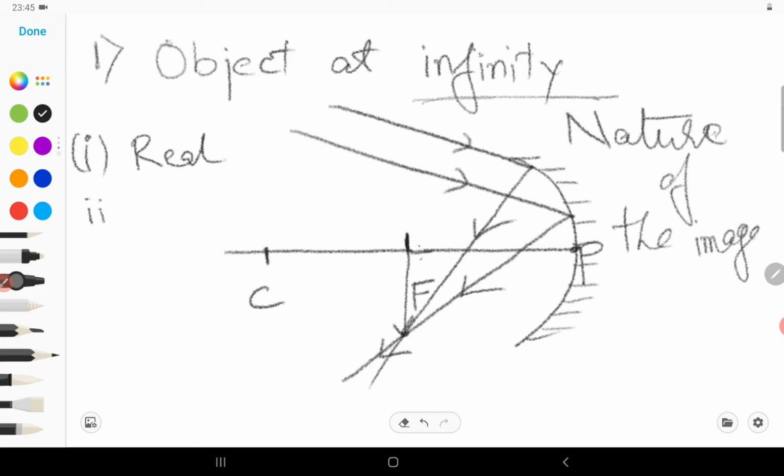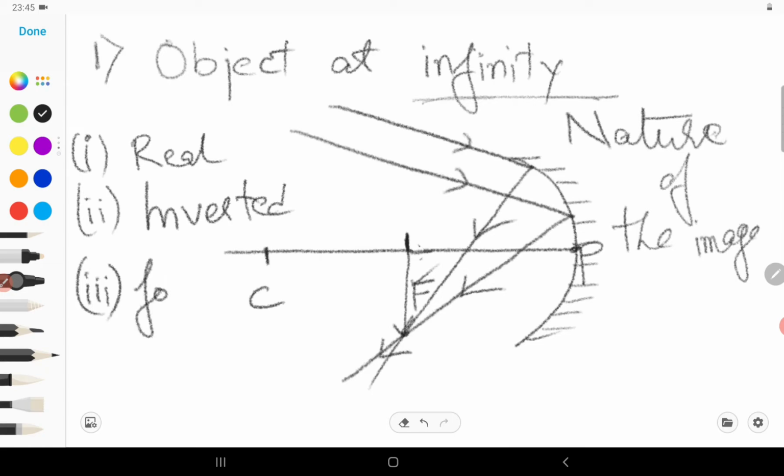Number two, if it is real, it should always be inverted. So the second one is inverted. Now number three, it is formed at the focus. So you can write formed at focus.